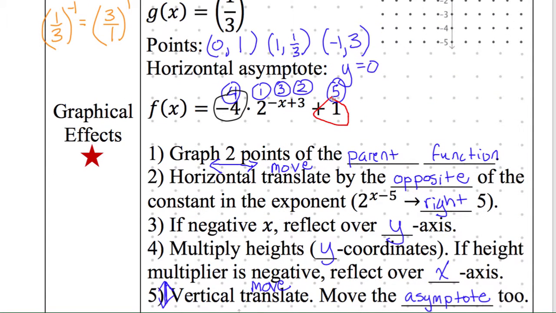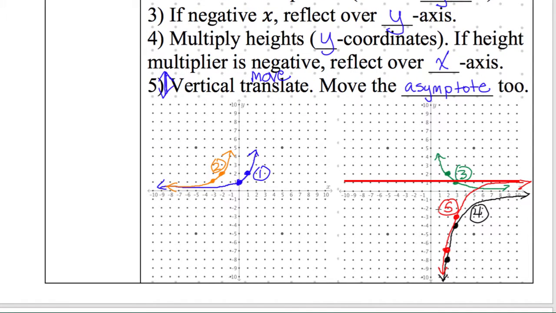What about this line? What about the red? So each of these points moved up 1. This was here, and it moved up 1. This was here, it moved up 1. So when I'm talking about moving up or down, I'm talking about moving the points and the asymptote.